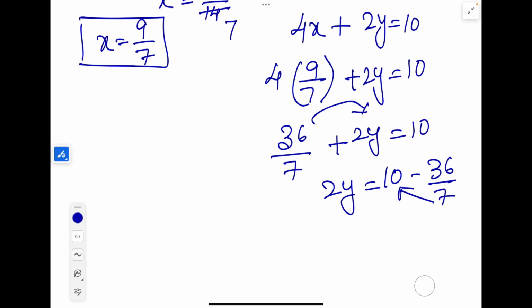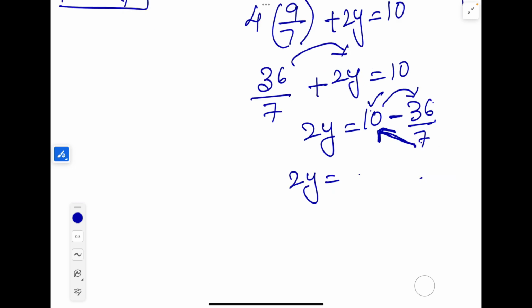In previous videos we have discussed, whenever you have a whole number followed by addition or subtraction and a fraction form, just multiply this and add or subtract depending upon the sign here. 7 tens are 70. 70 minus 36 is 34. 34 by 7. This 7 as it is.